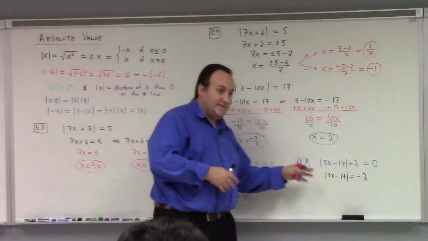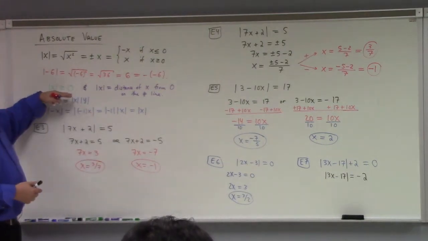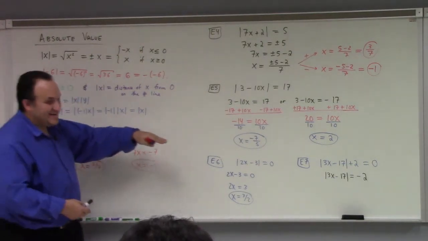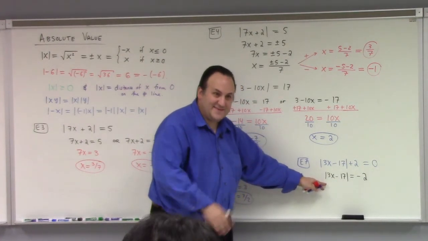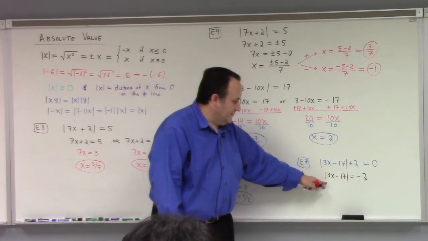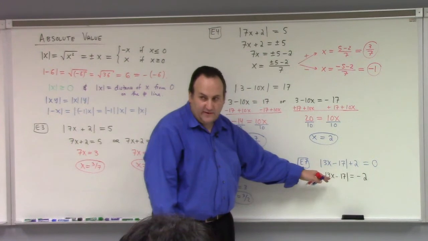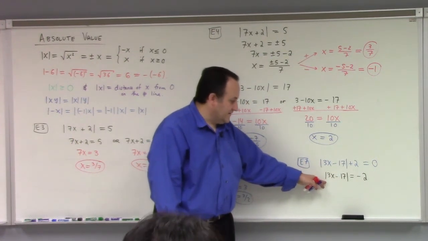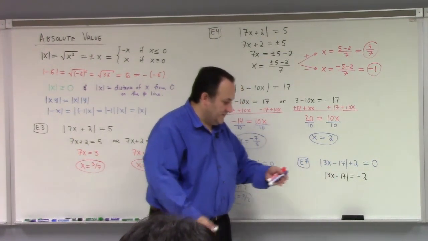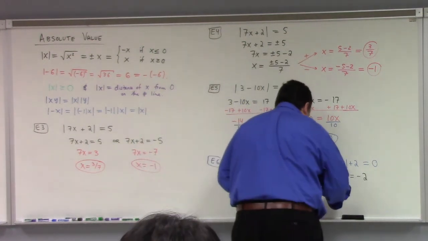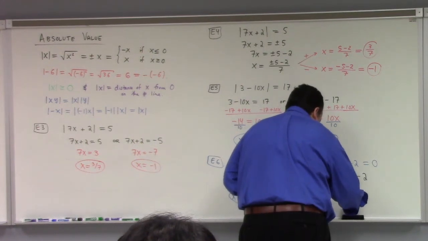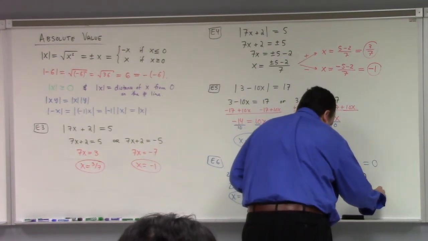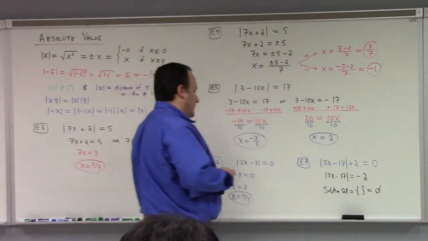Why? Because the absolute value is non-negative, right? But this equation says that the absolute value is equal to minus 2. You cannot have this. So when you go and solve the equations that you might try, you're just finding extraneous solutions. All the solutions here are extraneous. So there's no solution. This one has the solution set is the empty set. Empty set. No solution.